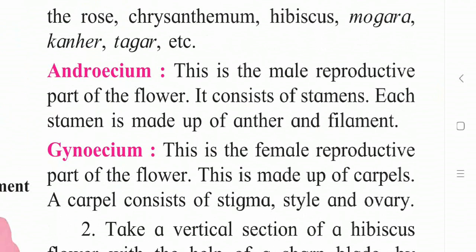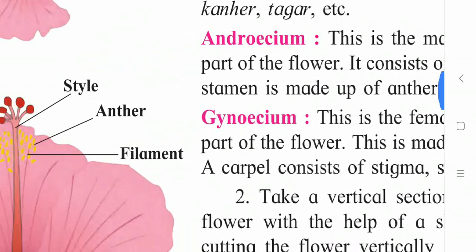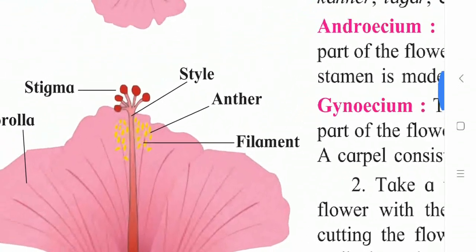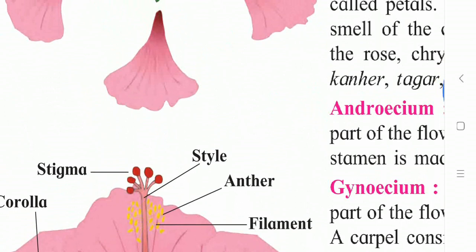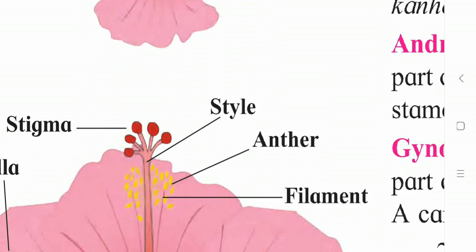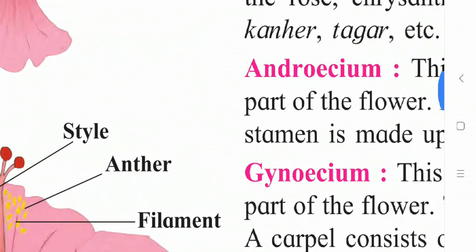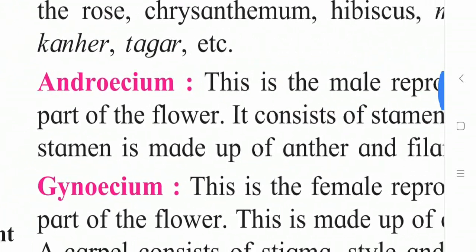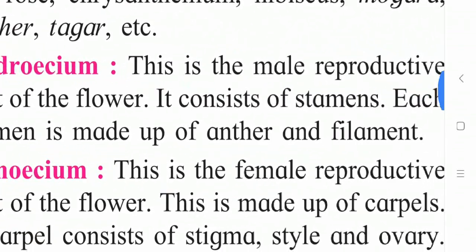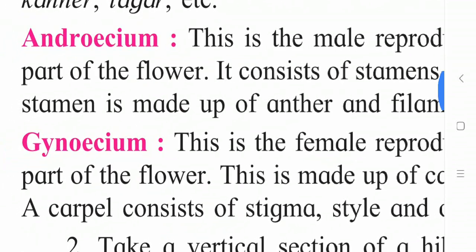It consists of stamens. Each stamen is made up of anther and filament. So upside we saw this anther and filament section. This anther and filament structure, the androecium area, is the male reproductive system of that plant for the reproduction output as a flower. So the male reproductive part of a flower is androecium.